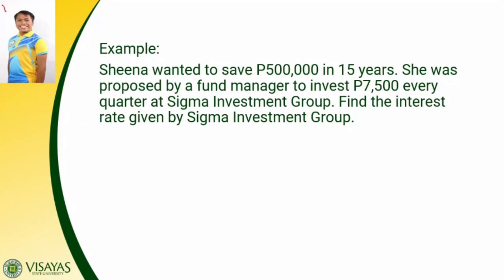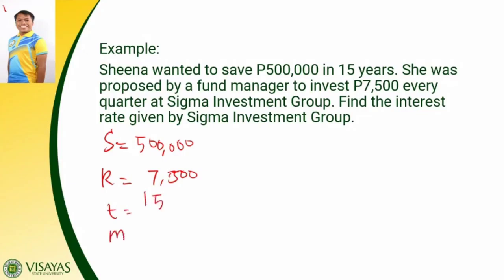What is S here? We have the accumulated amount of 500,000. And then we also have R, the payment, which is equal to 7,500, right? We also have the term, how many years? 15 years, all right? We have the M, the conversion period. What is the conversion period? Quarterly, so M is 4, all right? And we wish to find the value of J.